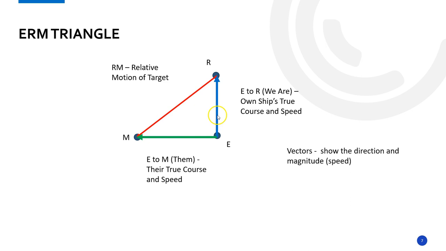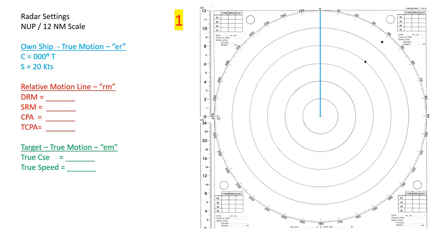RM is a resultant. Okay, so now I'm just going to run you through some little scenarios here, and we're going to answer these questions as we go along. You were given this handout in class. In all these situations, we're going to be going 000 at 20 knots. So here's R, here's M, and my relative motion line from R to M, I can draw right through the center.